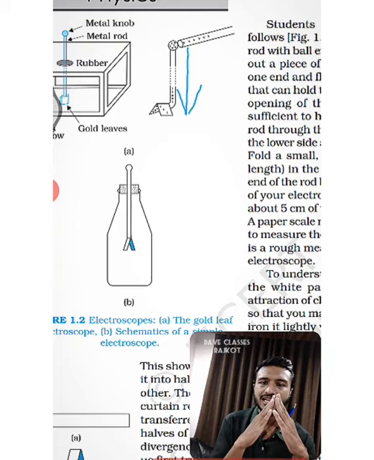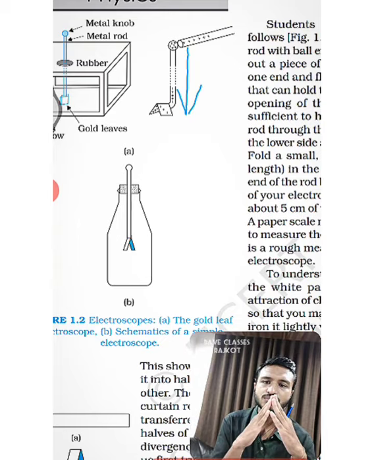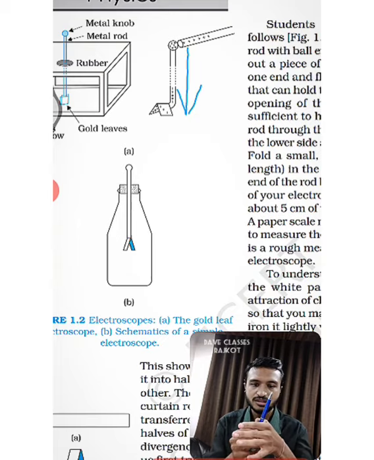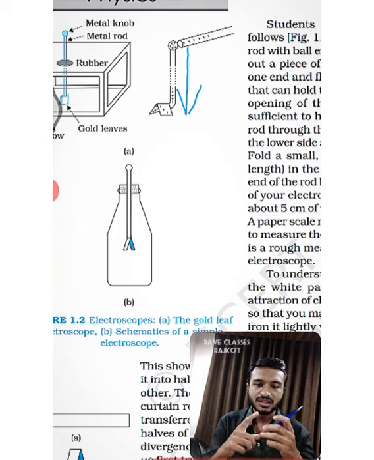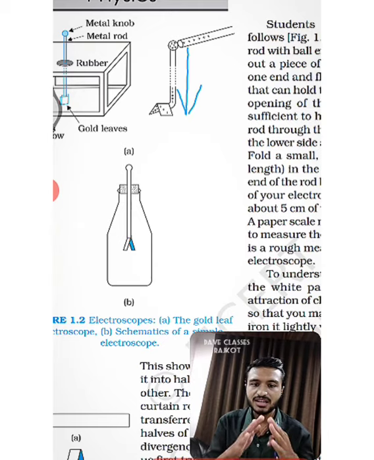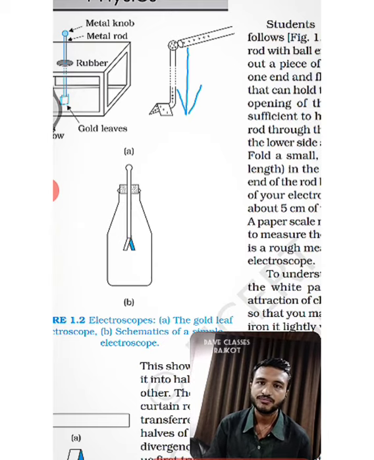Ultimately there are two gold leaves supplied. What would happen to these gold leaves? Suppose these are the charges which will flow out like this. Some amount of charge will pass over here and some amount of charge will pass over here. So ultimately it will get distributed.